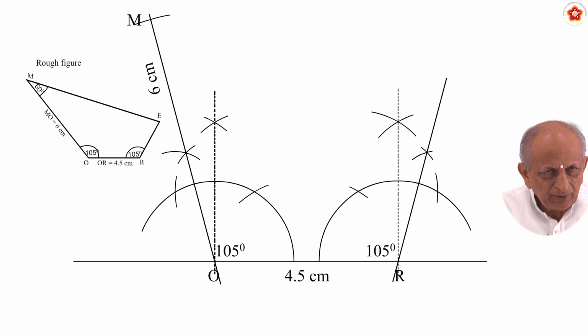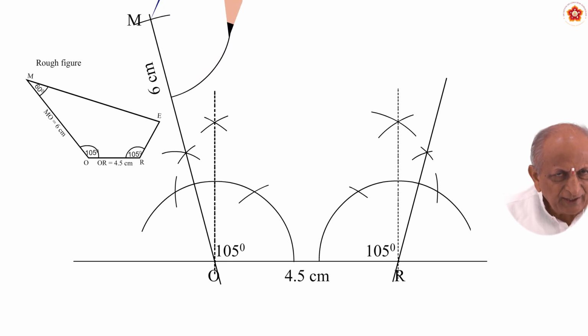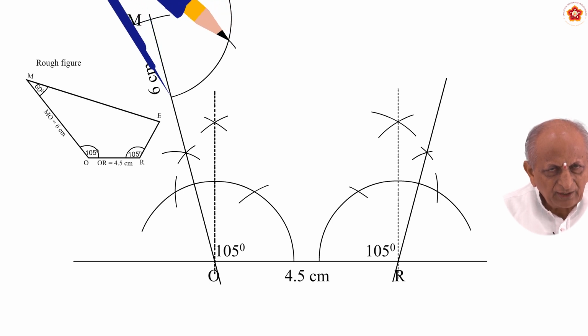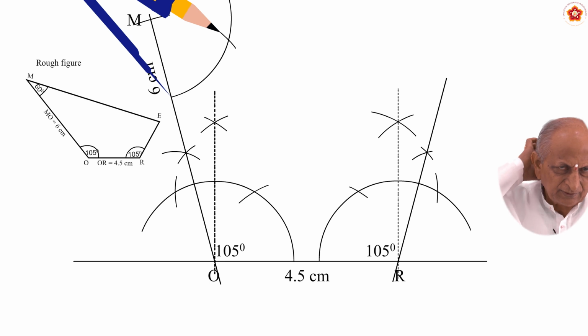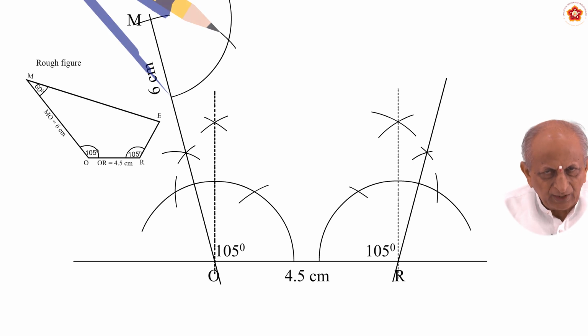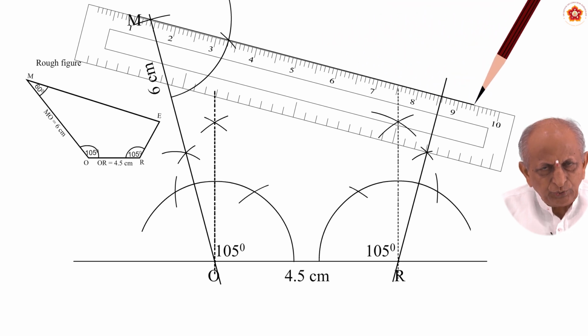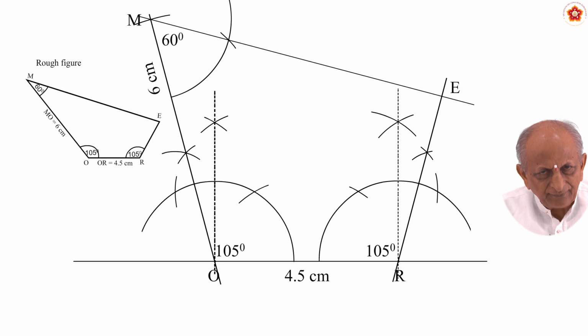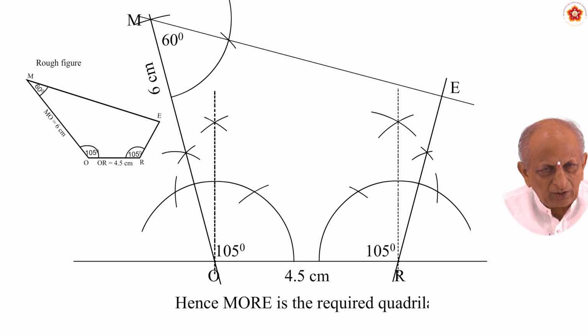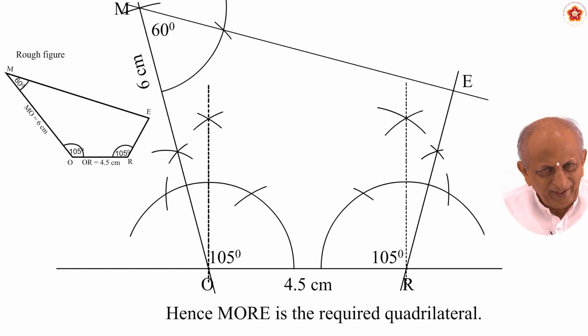Now at M, you have to make an angle of 60 degrees, again using compass only. How to draw 60 degrees? Draw an arc of convenient radius, then cut off the same radius, and you get an angle of 60 degrees. Then these two lines, the line we drew at R and the line you are drawing from M, meet at a point called E. Now we got a quadrilateral called MORE. Is it nice? Can you do it yourself? Okay.